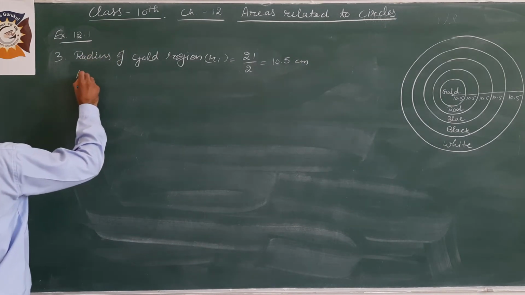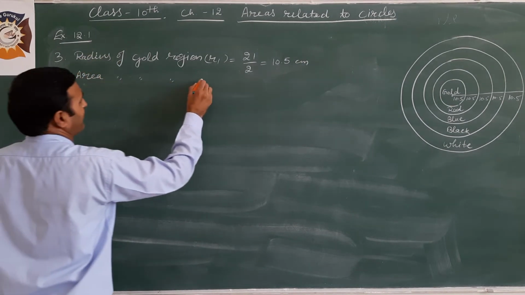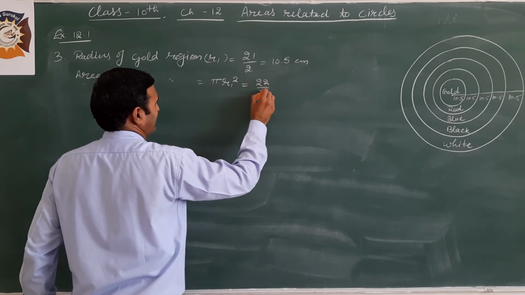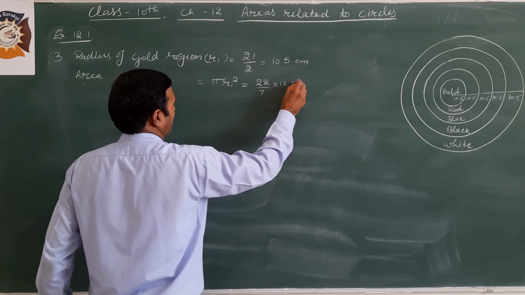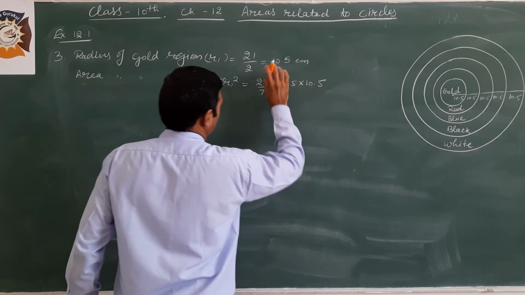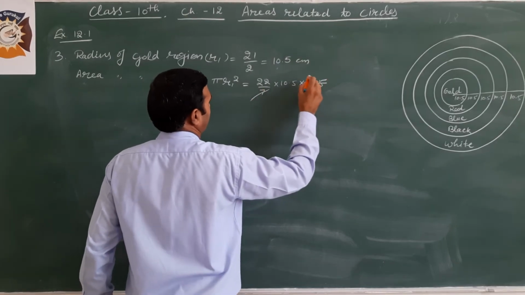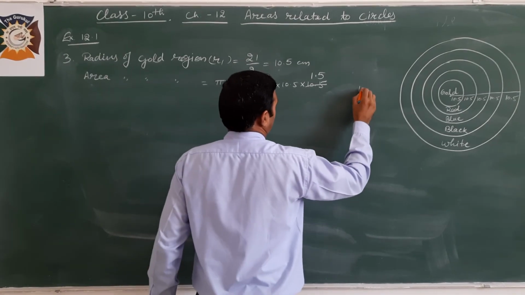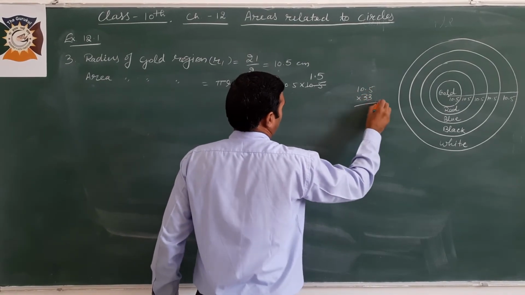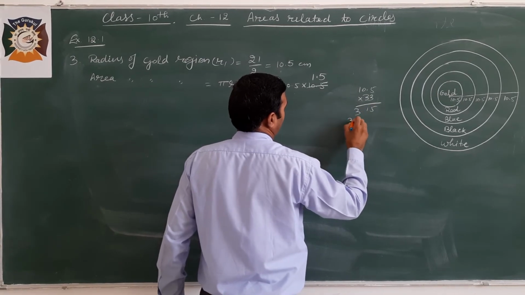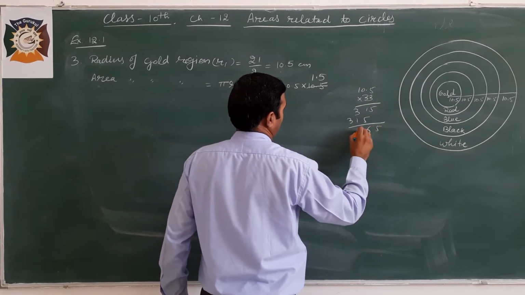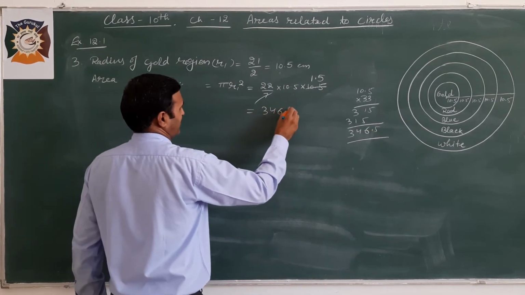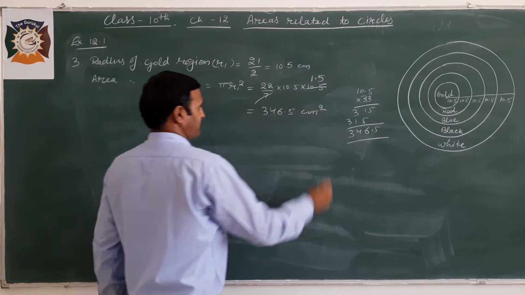So area of gold region is pi R1 square. Pi is 22 by 7, R1 is 10.5, so I will write it two times because square is given. 10.5, that is 346.5 square centimeter. This is the area of gold region.